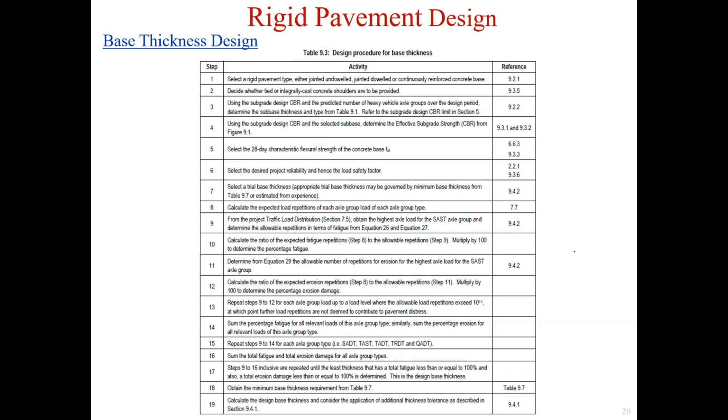So in short, a trial design base thickness is selected and the total fatigue and erosion damage is calculated for the entire traffic volume and composition during the design period. So if either fatigue or erosion damage exceeds 100%, then the trial thickness is increased and the design process is repeated. The design thickness is the least trial thickness, which has a total fatigue less than or equal to 100% and a total erosion damage less than or equal to 100%.